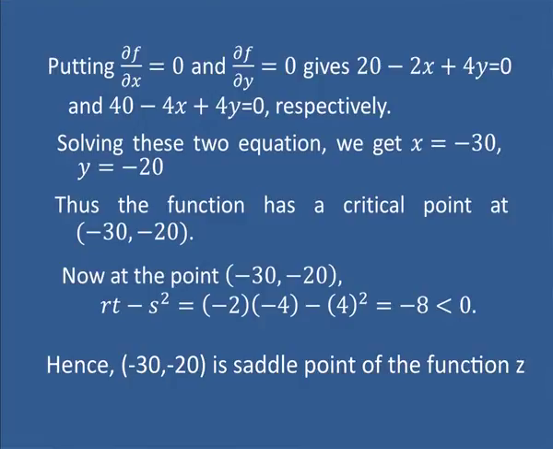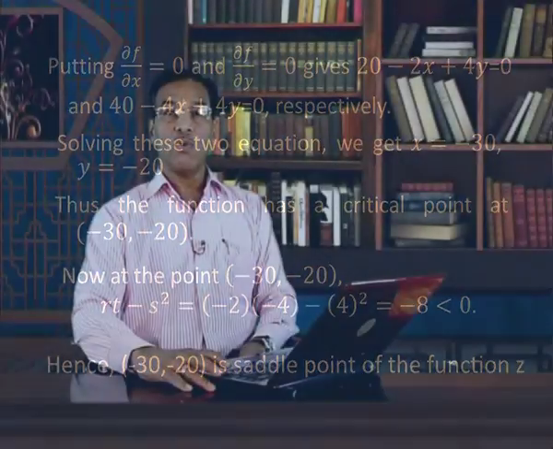Now, at the point minus 30, minus 20, r t minus s square is given by minus 8, that is less than 0. Hence, minus 30, minus 20 is a saddle point of the function. It has no minima, no maxima at the point A B, that is minus 30, minus 20.